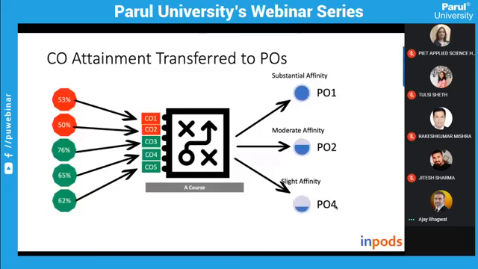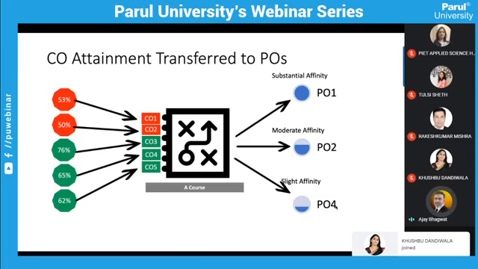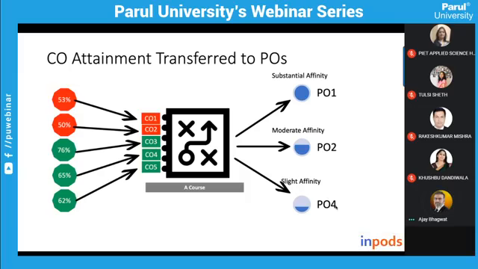So now we will look at the transfer of the CO attainment to the program outcomes. Here I'm going to consider the CO1 percentage to be transferred to PO1. It will also go to PO2, and it will also go to PO4 because every CO is mapped with every PO. So this is the transfer of the number that will happen. Likewise, if I transfer CO2, similarly 50, 50, 50 will be transferred there.